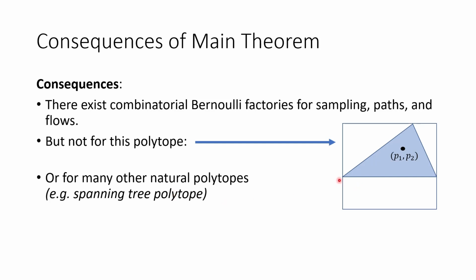For example, the example polytope we saw earlier, this triangle inside the square, is not the intersection of a line or a plane with the square. And this is also not true for many other natural polytopes. For example, the spanning tree polytope does not have this form. So if you're given coins corresponding to some point inside the spanning tree polytope, you won't be able to sample a spanning tree exactly.